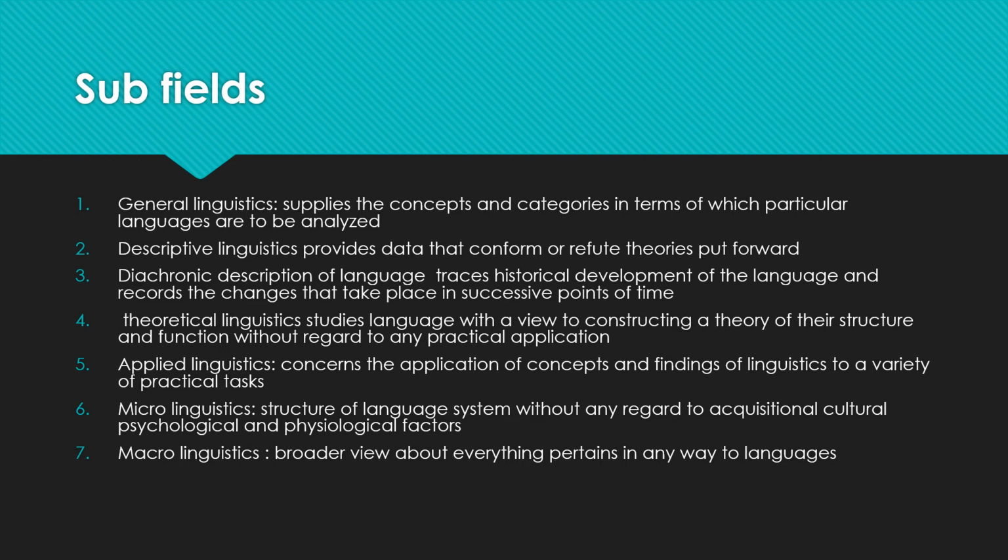Now, next one is diachronic description of language. We all know diachronic and synchronic. Diachronic means from general to specific, that is from a greater structure to a simpler structure. It traces historical development of a language and records changes that take place in successive points of time. So that is diachronic description of language.